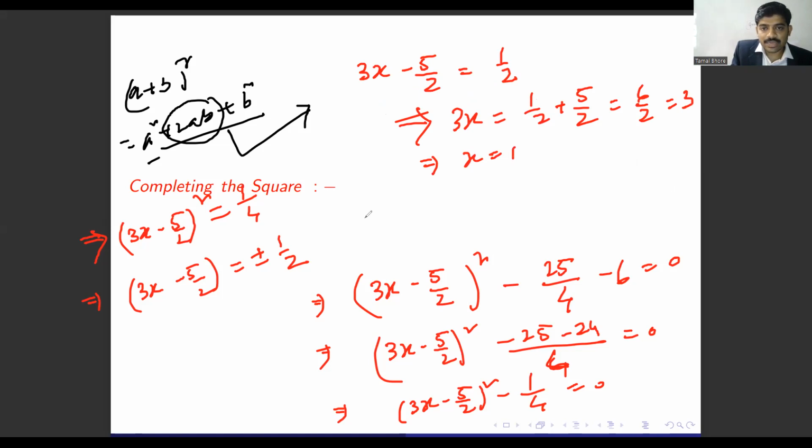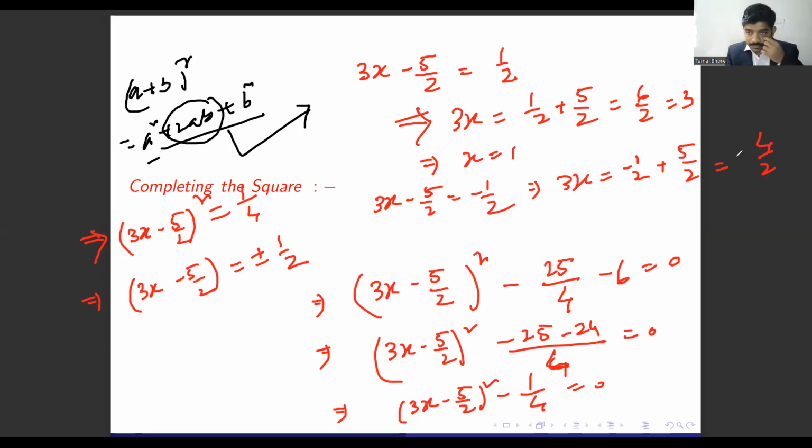And if I do the other part, 3x minus 5 by 2 is minus half. That implies 3x is equal to minus half plus 5 by 2. So you are getting 4 by 2, so this is like 2. So x value is 2 by 3. So these are the two solutions for this quadratic equation.